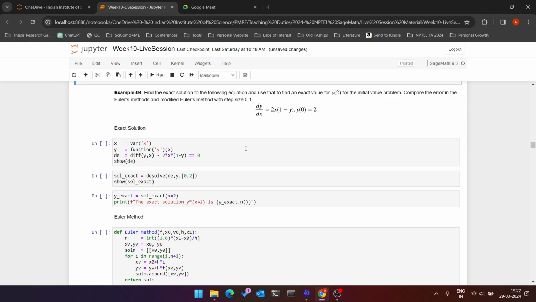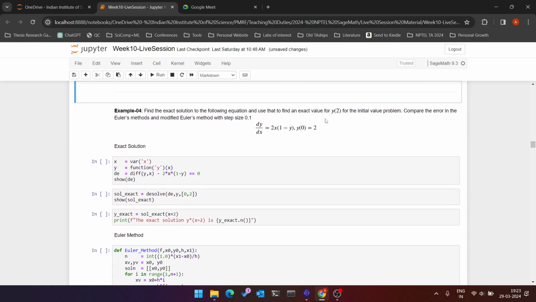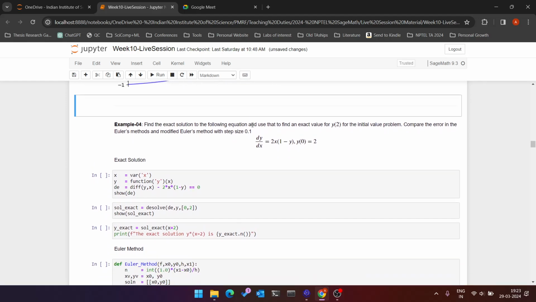Example 4. Find the exact solution to the following equation and use that to find an exact value for y of 2 for the initial value problem. Compare the error in Euler's method and modified Euler's method with step size 0.1. So dy by dx equals 2x times (1 minus y) with y of 0 equal to 2.